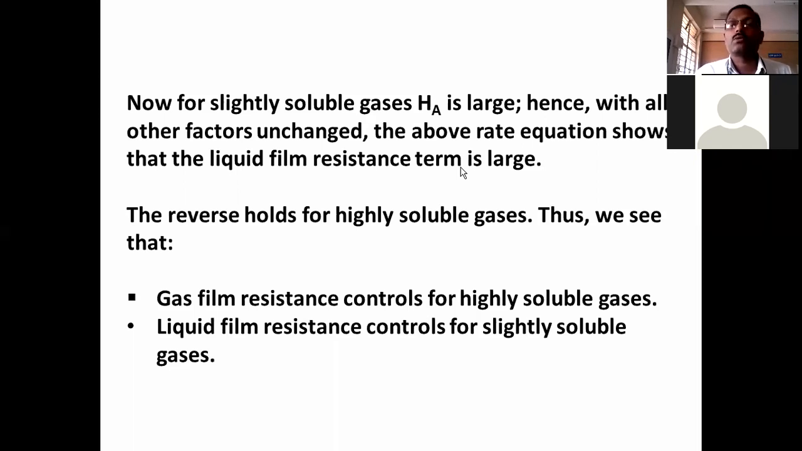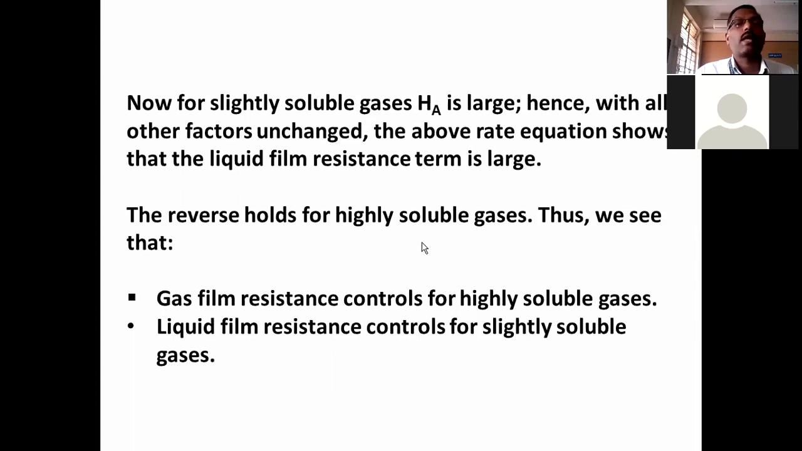So for a highly soluble gas, the resistance offered by the liquid is less. Only one factor remains, that is the gas film resistance, and the rate of reaction depends only on the gas film resistance. So the rate is controlled by the gas film, because the gas film resistance is high. Thus the gas film resistance controls for highly soluble gases, and the reverse holds for slightly soluble gases.